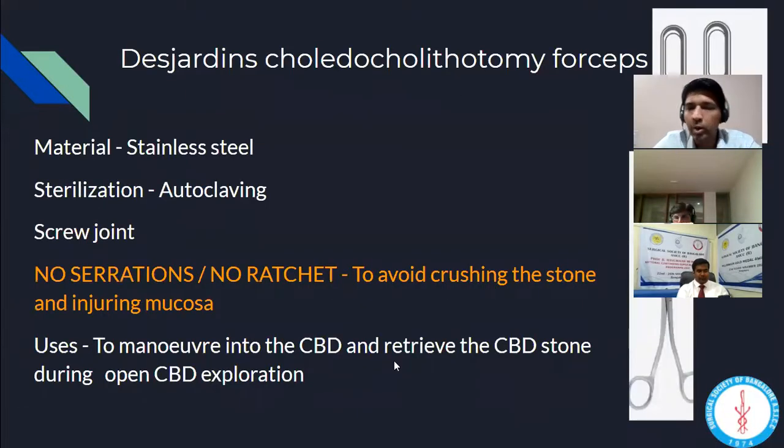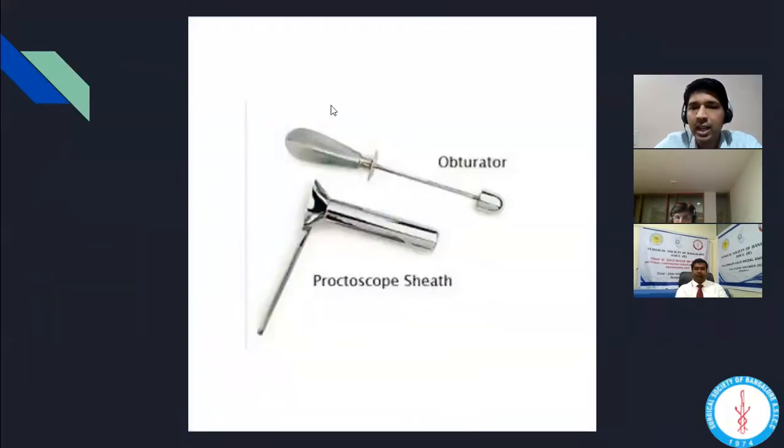So it is used to maneuver into the CBD and remove the CBD stone. Sometimes you can even use it when you're extracting the gallbladder from a laparoscopic port. If the stone is too big, you try to remove individual stones before you get the gallbladder out. So like I said, it doesn't have any ratchet. It doesn't have any serrations, and it has a screw joint in order to prevent crushing of the stone and injuring mucosa.